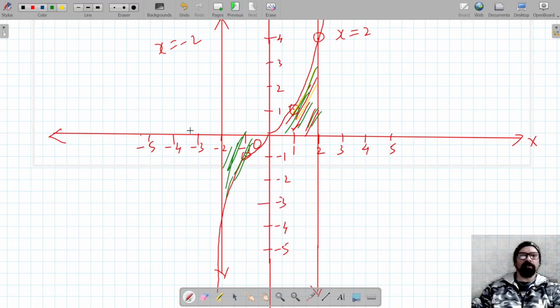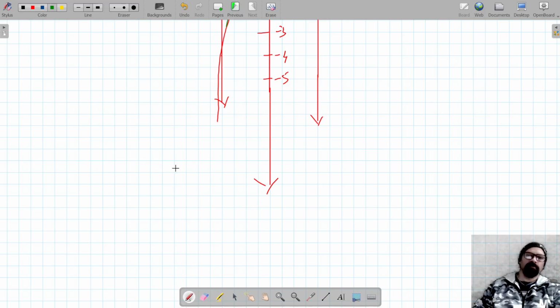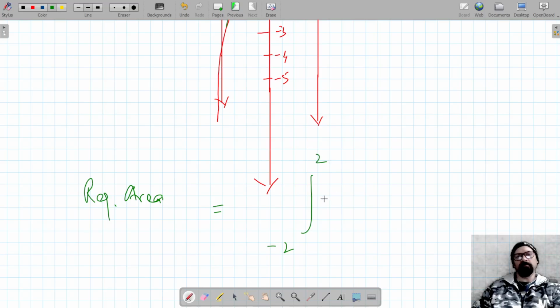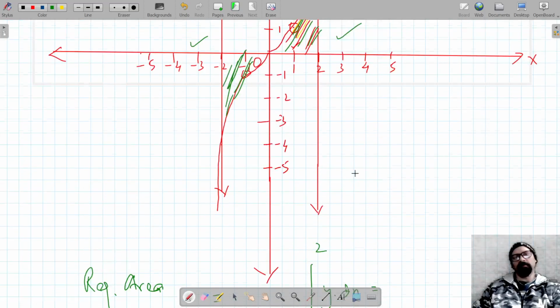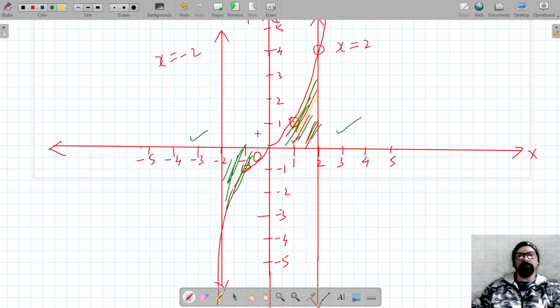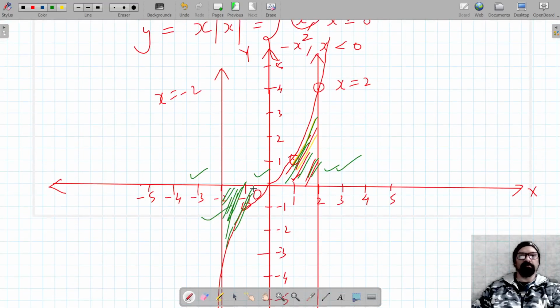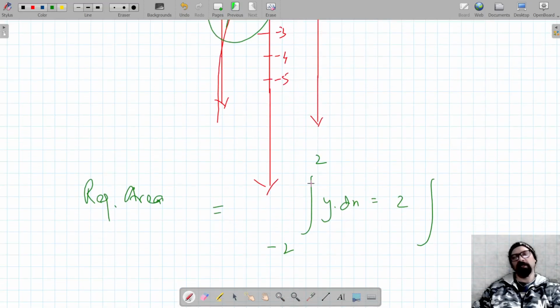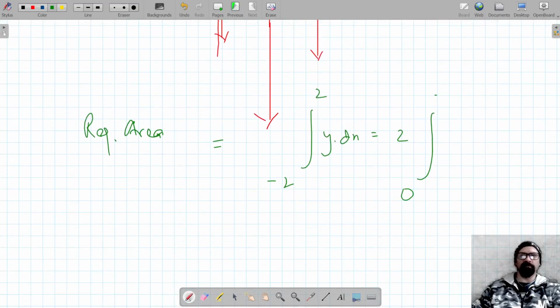And this area goes from negative 2 to 2 as limits. So our required area is equal to the integration from negative 2 to 2 of y into dx. Now this area is symmetrical about the origin, so I can write it as 2 times the shaded area for the limit 0 to 2, because these two regions are symmetrical. So I will find the area of this region and multiply it with 2 to get the area of this region, with the limit going from 0 to 2, y into dx.